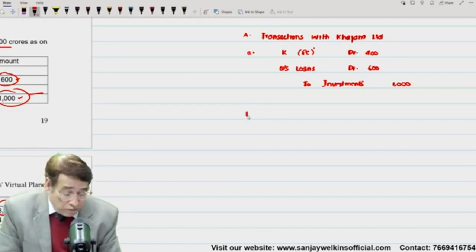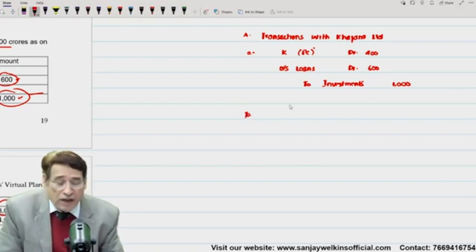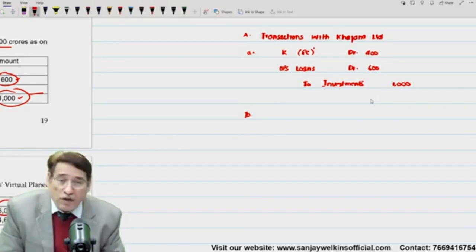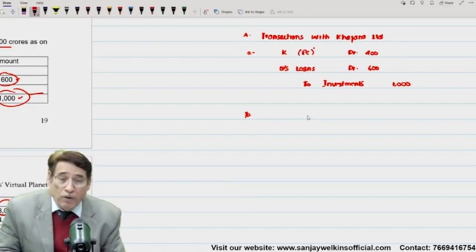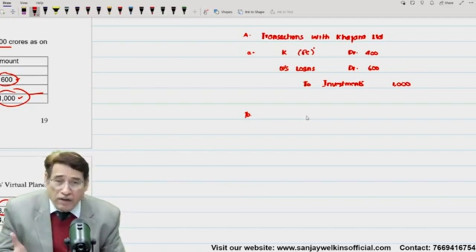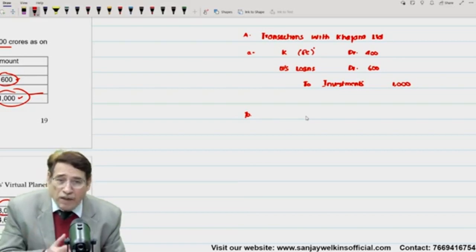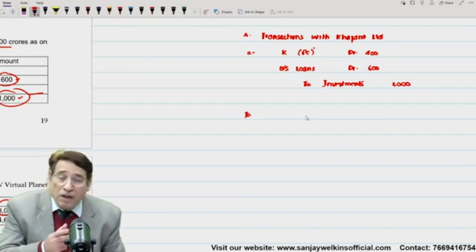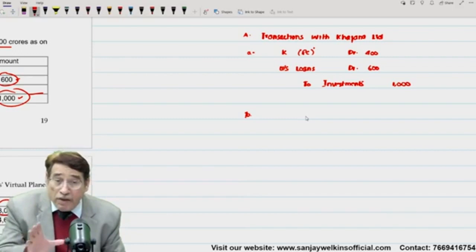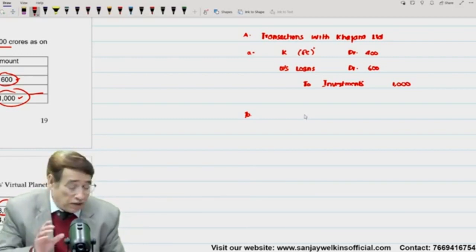The next part deals with consideration. We have already seen that Khazana Limited is paying the consideration directly, so we are going to pass the entry in this particular case. Are we going to pass the entry or not? Yes, sir, we are supposed to pass the entry. In case of Khazana Limited, I'm talking about who is receiving the consideration. Diverse Limited is receiving the consideration, or members are receiving the consideration? Members are receiving the consideration. That means Khazana Limited is paying the consideration to the members and not to Diverse Limited. Please take care of this.